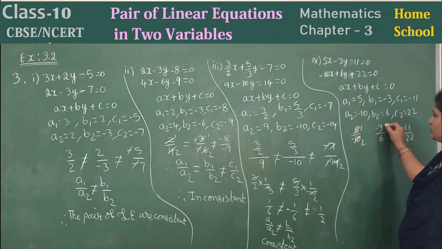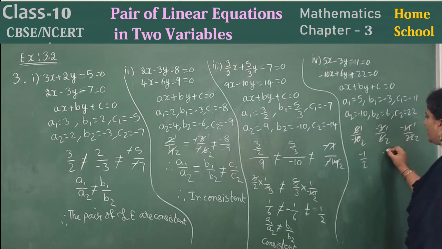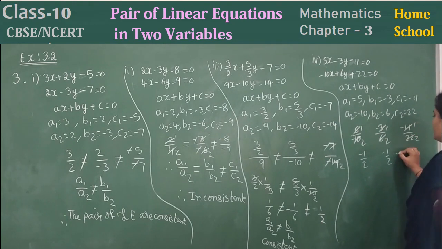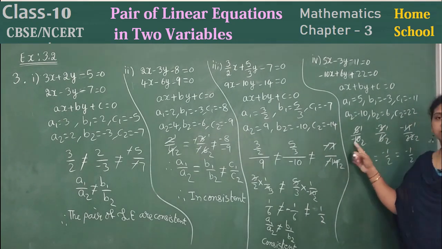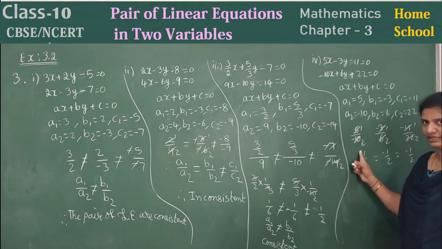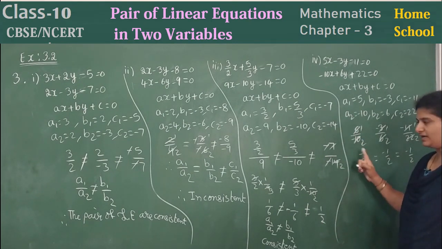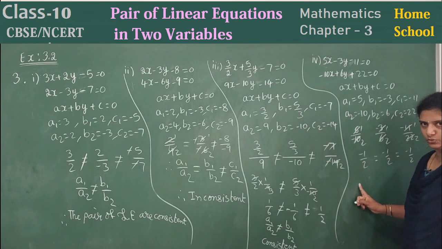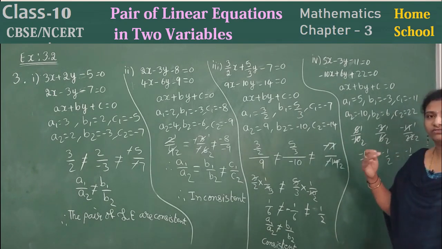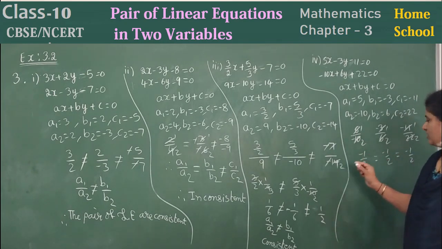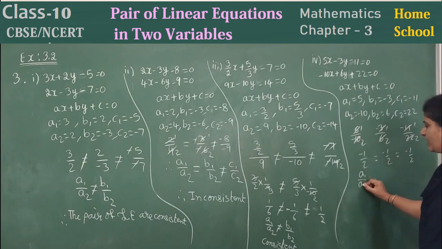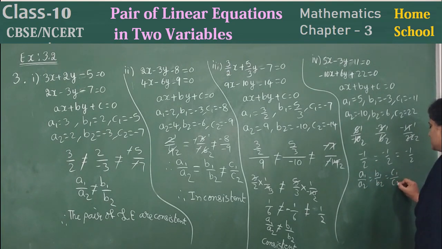5 ones are 5, 5 twos are 10, 3 ones, 3 twos, 11 ones, 11 twos. So finally what you are going to get? Minus 1 by 2, minus 1 by 2, and all are equal. Look here children, this minus sign is at the denominator. Now I am bringing it to the numerator. If I multiply minus for numerator and denominator, this will be minus 1, minus into minus will be plus 2. So you can change directly or you have to think over like this. I have changed. So finally, A1 by A2 is equal to B1 by B2 is equal to C1 by C2.